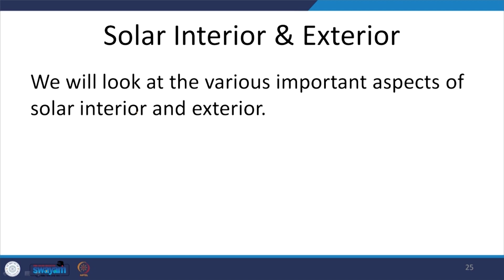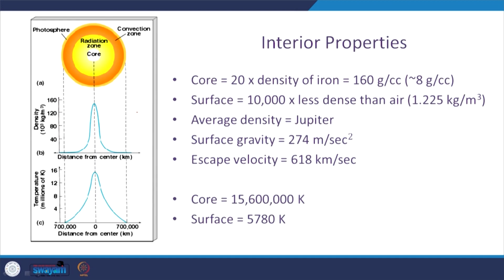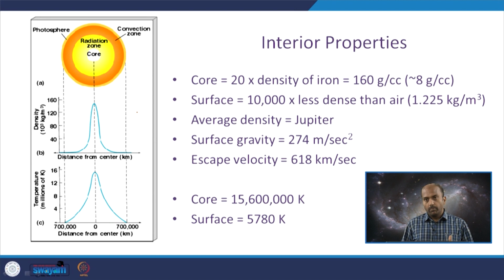So now we will look into the solar interior and exterior, the various important aspects of each. Let us start with the interior properties. The interior is everything that exists below the photosphere. The photosphere is the visible disk that you see in the sky. It is the top of the interior. This is the region which we call the sun.